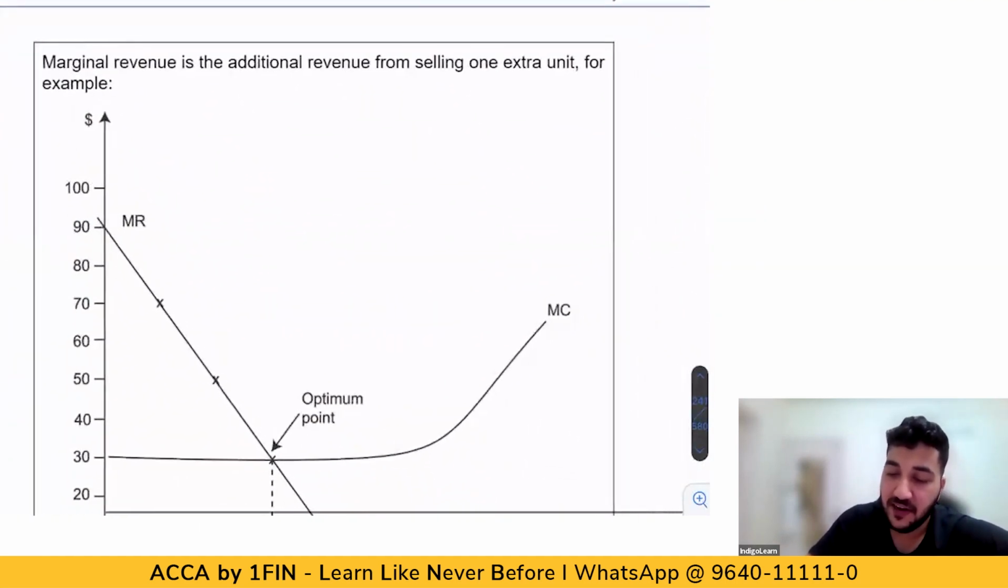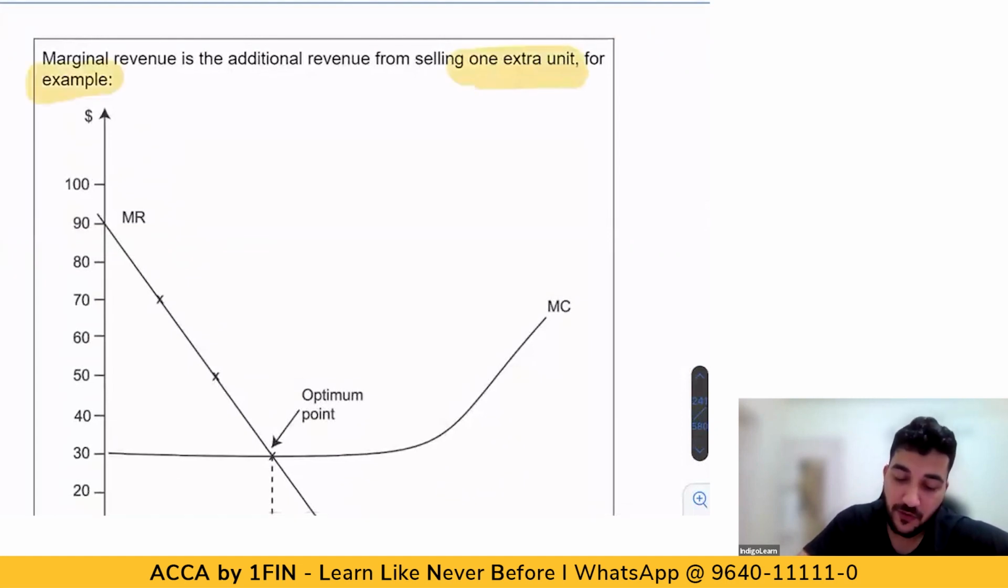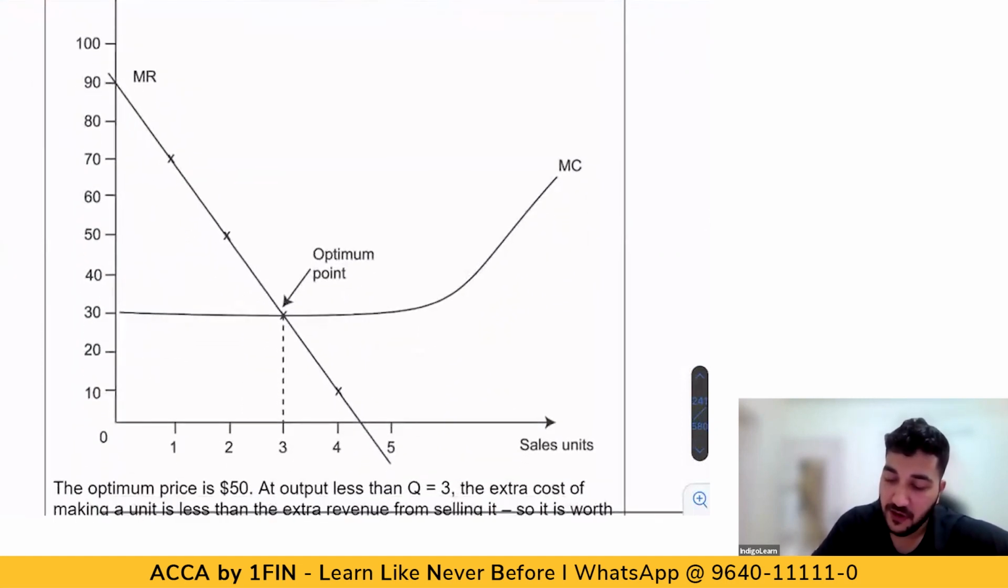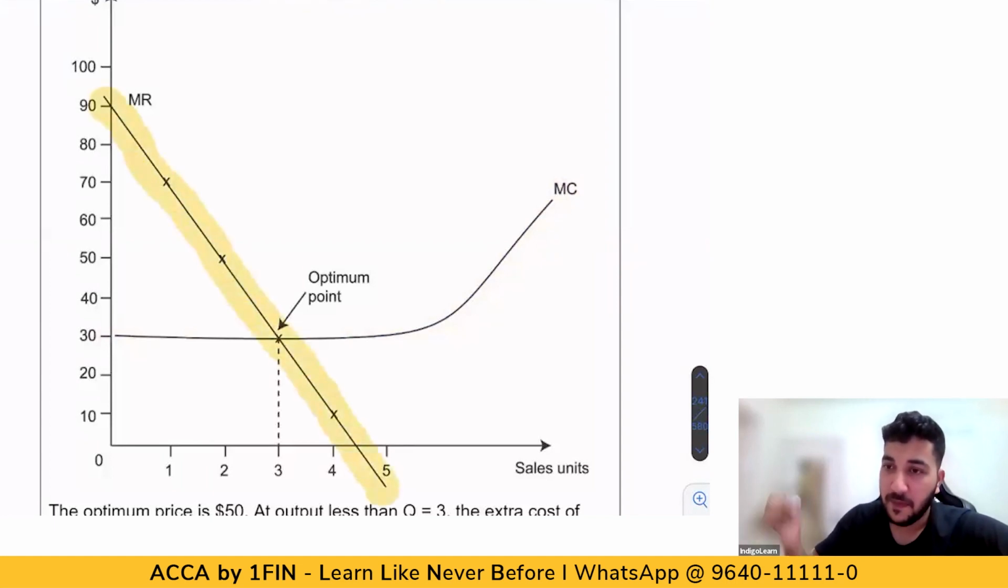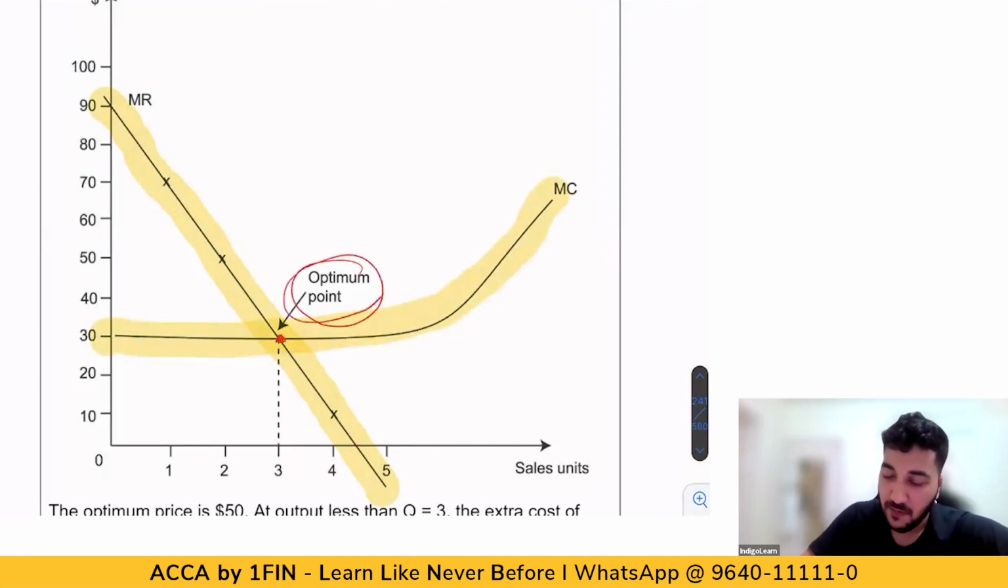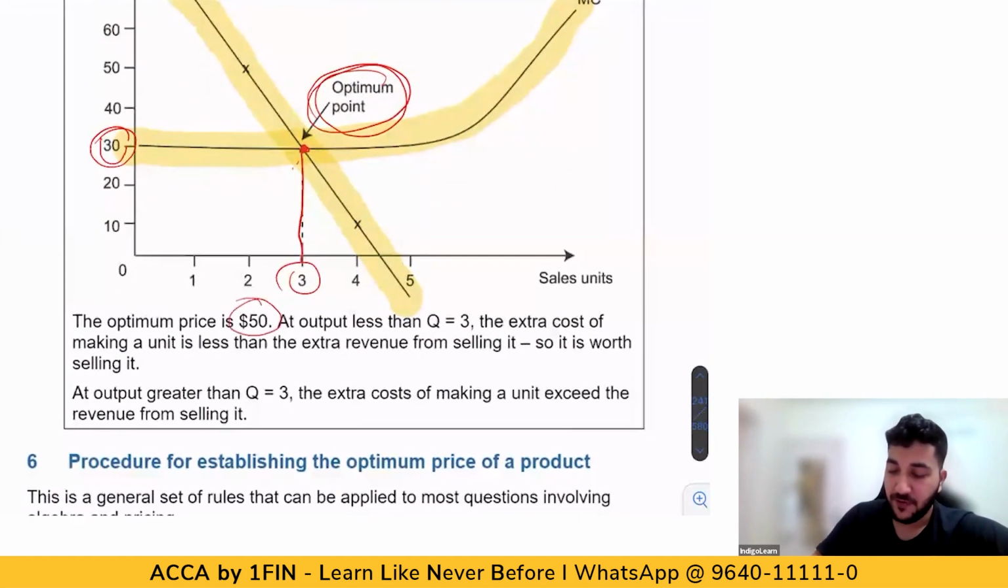Marginal revenue is the additional revenue from selling one extra unit. You can see marginal revenue over here. They have shown marginal cost also. Marginal revenue kept falling, and wherever the marginal cost intersects marginal revenue, this is the optimum point. This is your optimum level of quantity, what you have to sell, and this is the price at which you have to sell. Now the optimum price is 50.